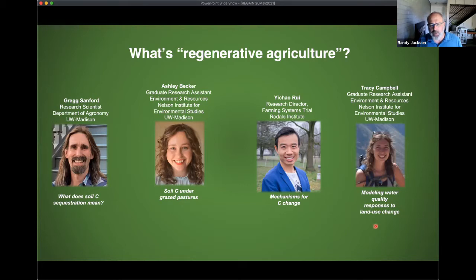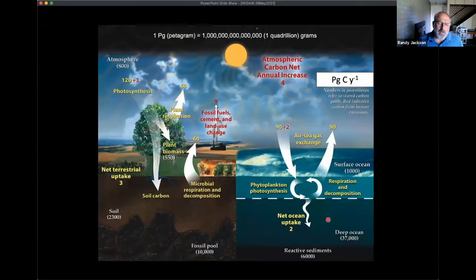And then finally, Tracy Campbell's a grad student working with Chris Kucharik, and she's done a lot of modeling work of carbon and nutrient dynamics. So I just wanted to make sure that I pointed out that the work I'm going to talk about is primarily theirs.